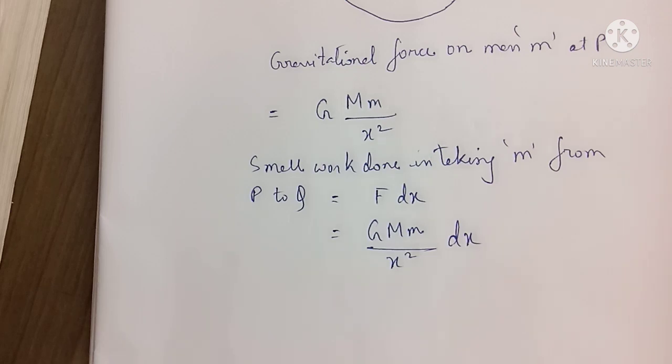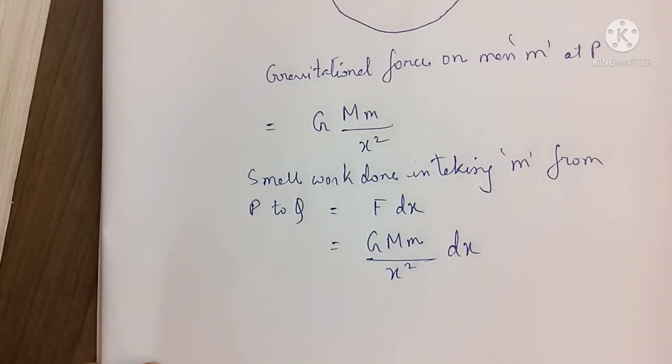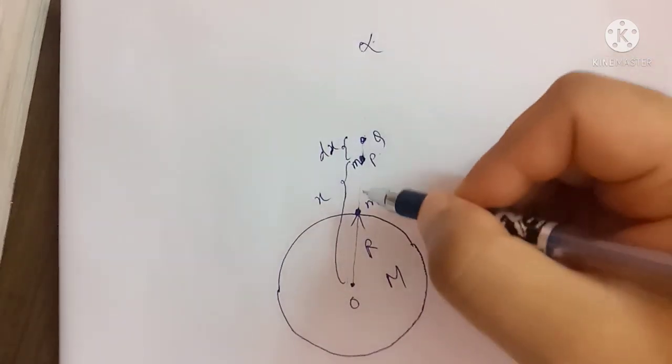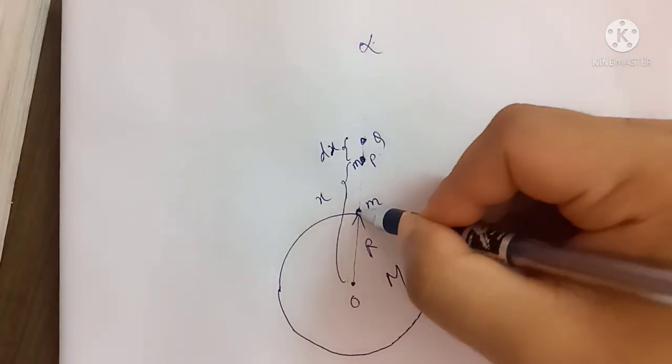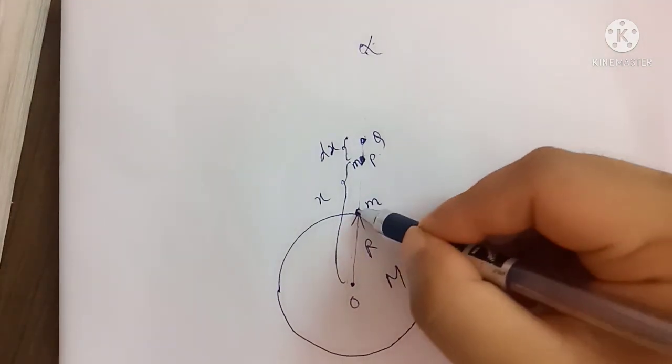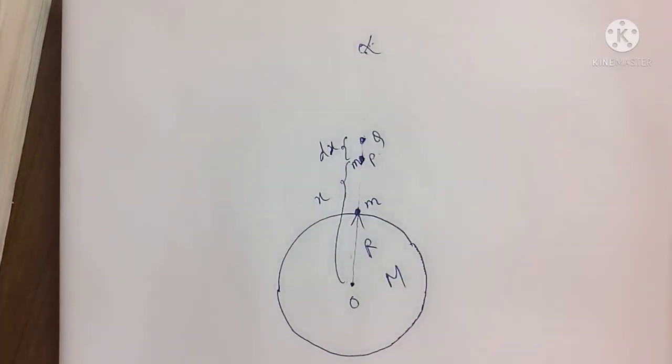This is the small work done in taking the object from P to Q. So what will be the total work done in taking the object from the surface to infinity? We have to integrate this small work done. So in order to find out the total work done to take the body from the surface of earth to infinity, we have to integrate the expression, and the limit of x will be x is equal to r to x is equal to infinity.